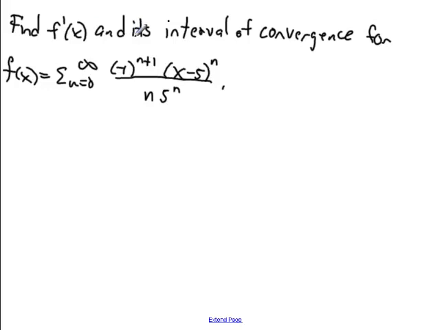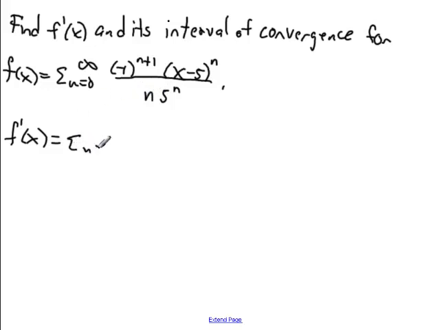Find f prime of x and its interval of convergence for f of x equals the sum from n equals 0 to infinity of negative 1 to the n plus 1, times x minus 5 to the n, over n times 5 to the n. So f prime of x can be done simply by term-by-term differentiation. Remember, all the n's are constant.